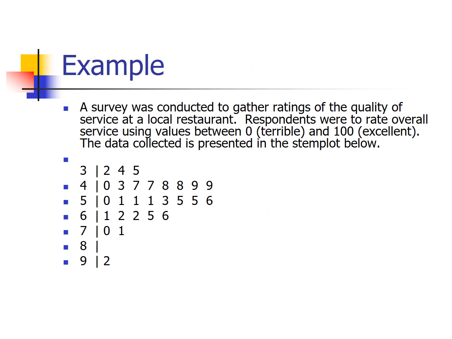So here's an example of a stem and leaf plot. A survey was conducted to gather ratings of the quality of service at a local restaurant at Westchester. I'm not going to tell you which restaurant it is. I want to preserve anonymity. Respondents were asked to rate their overall service using 0, where 0 is horrific, and 100, where 100 is as good as it gets.